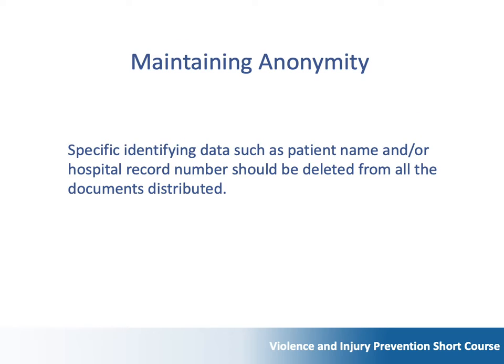To maintain confidentiality surrounding the patient's information in an effort to keep the written documents as anonymous as possible, specific identifying data, such as a patient's name and/or a hospital record number, should be deleted from all the documents distributed. A code number or other means of keeping track of the case can be assigned to the paperwork rather than the patient-specific information.